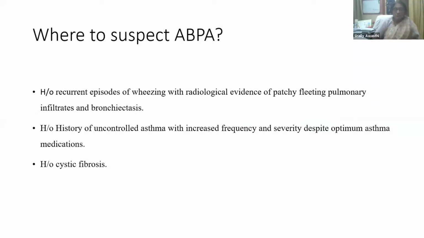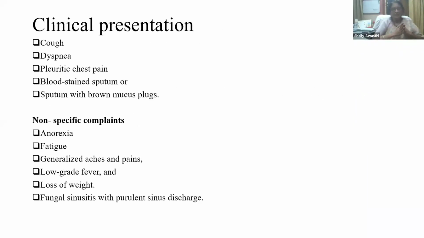History of recurrent episodes of wheezing and radiological evidence of patchy, fleeting pulmonary infiltrates and bronchiectasis, or history of uncontrolled asthma with increased frequency and severity despite optimal asthma medication and despite adherence to treatment, or a history of cystic fibrosis. So the clinical presentation is nothing unusual. We know it: cough, dyspnea, chest pain. They may expectorate blood-stained sputum or sputum with brown mucus plugs, and have non-specific complaints like anorexia, fatigue, generalized aches and pains, low-grade fever, and weight loss. And remember, fungal sinusitis with purulent nasal discharge can also be present in these patients.